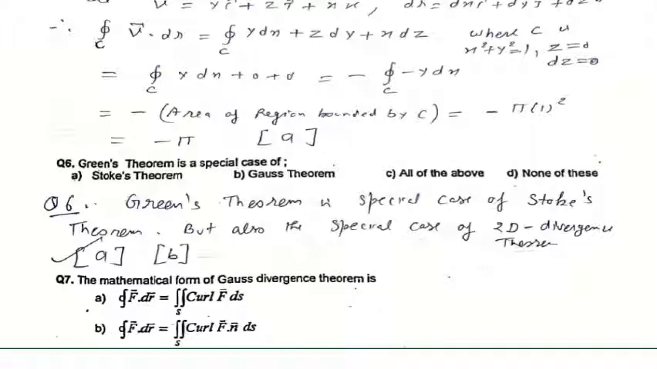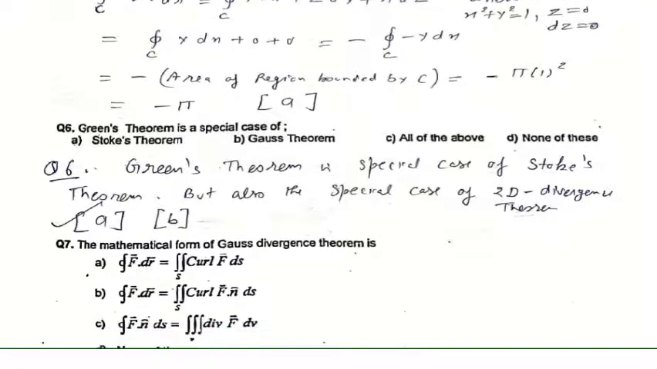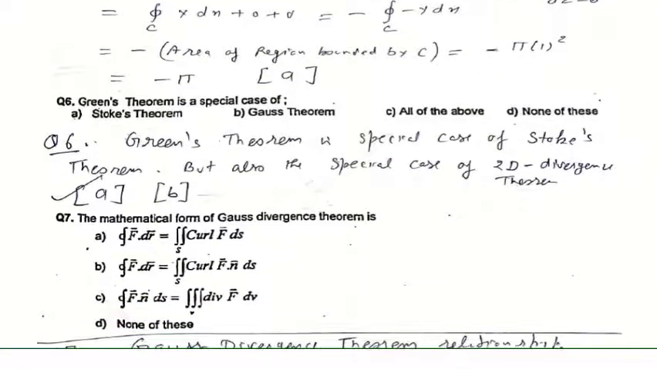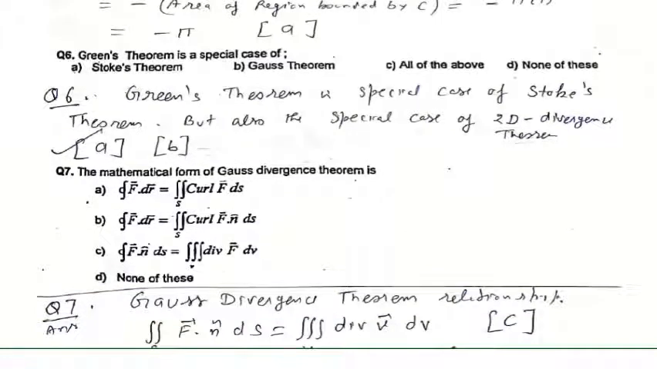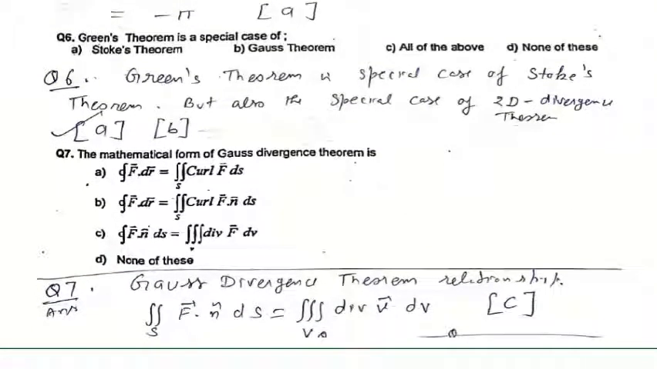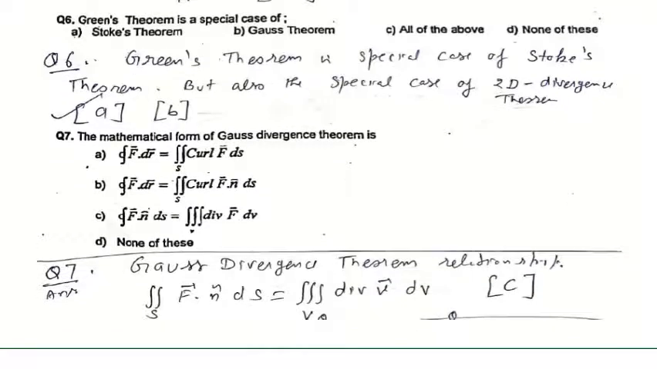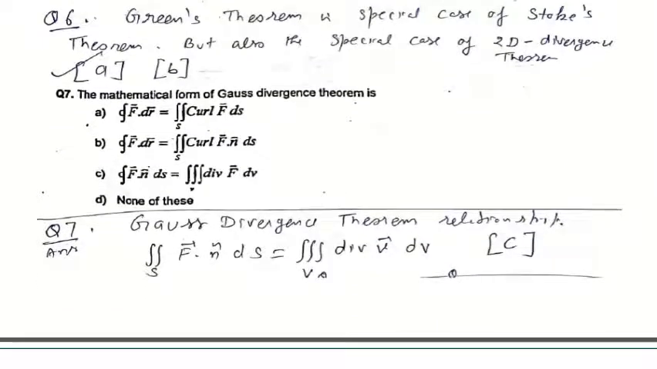Stokes theorem is the extension of Green's theorem, or Green's theorem is a special case of Stokes theorem. So the next question asked: what is the statement of Gauss divergence theorem?